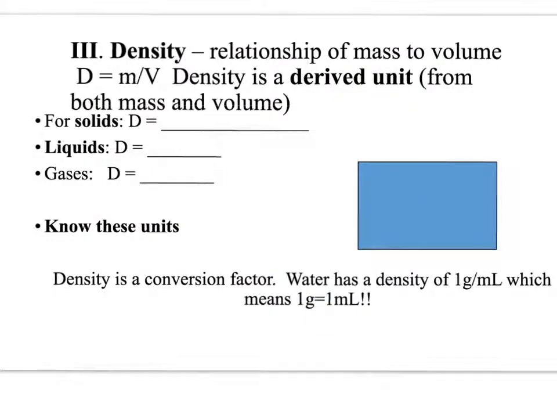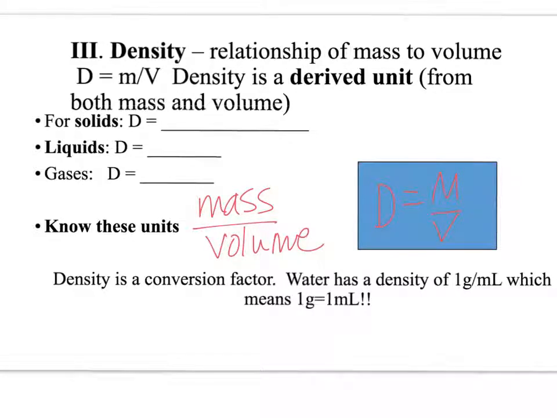Alright, so the bulk of this lesson is going to be density, and we will be doing a lab over density, so you need to make sure you understand how to do these calculations. First of all, let's start with giving you the formula for density. It is a relationship of mass to volume, and so when we write this, density is equal to m over v, which is mass divided by volume.